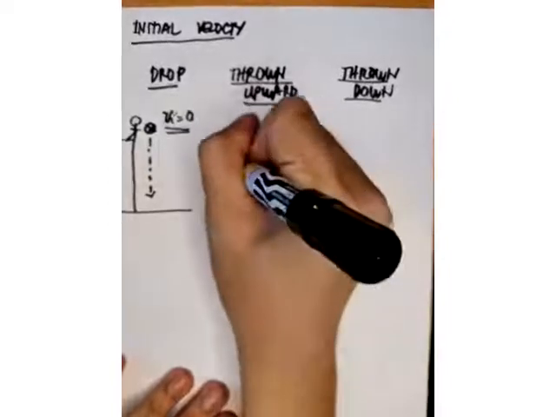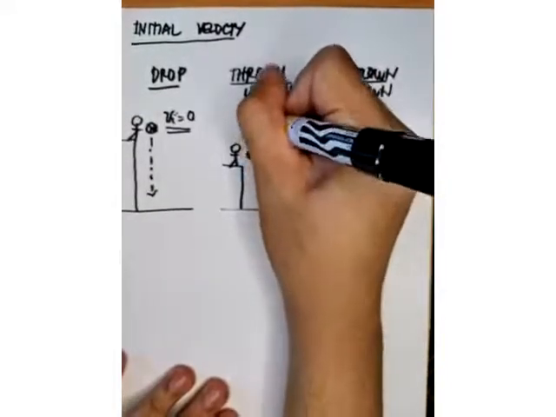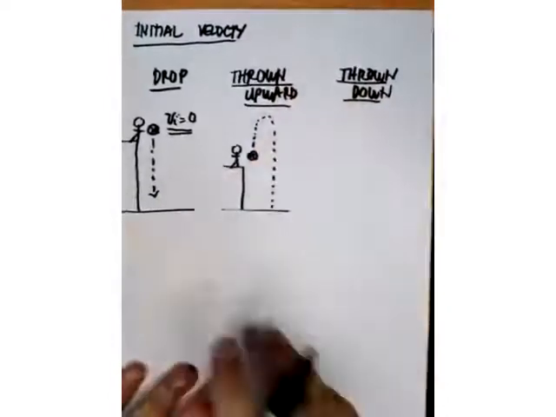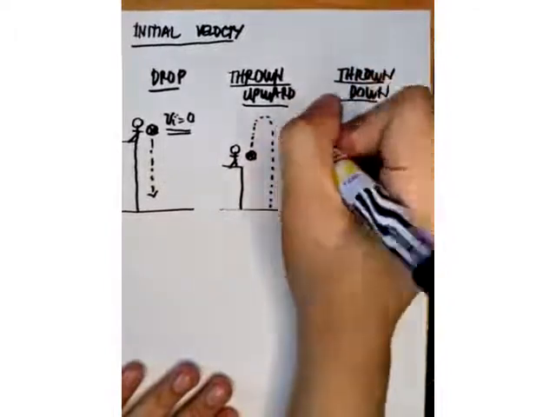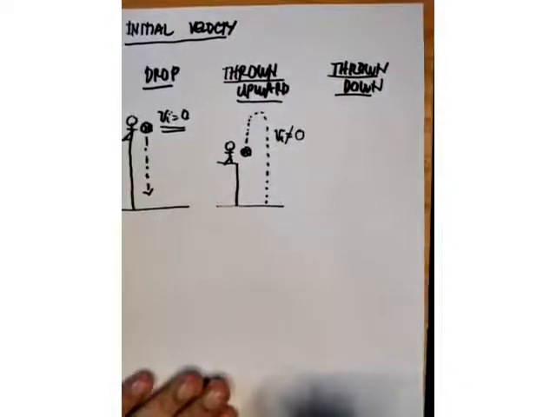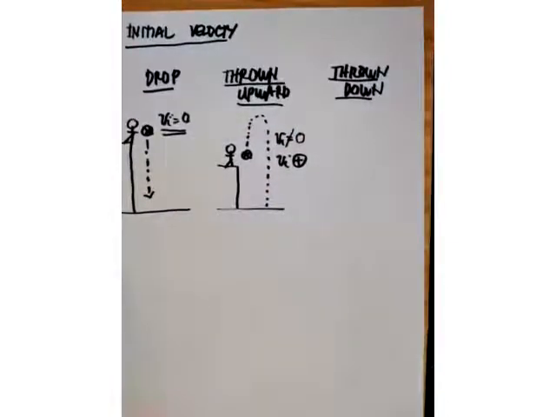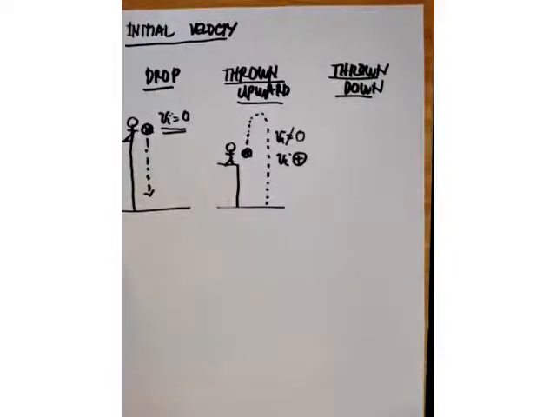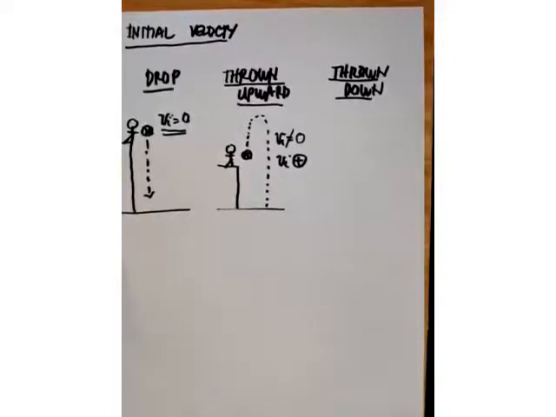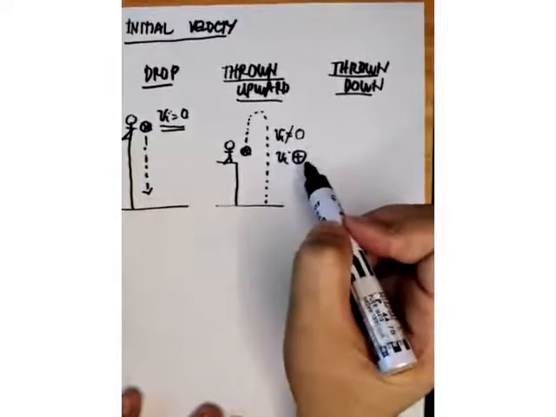Next, thrown upward. So, nandito siya. And then, itatapon natin siya pataas, tapos bigla siyang bababa. Ano ang masasabi natin sa kanyang initial velocity? Okay. This time, initial velocity is not equal to 0, but initial velocity is positive. Yes, Jim. When we go to second law, we will be dealing with that. Okay? Pag thrown upward, initial velocity is not 0, but it is positive.